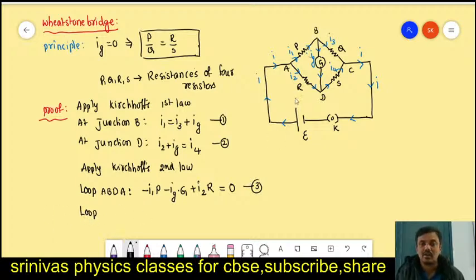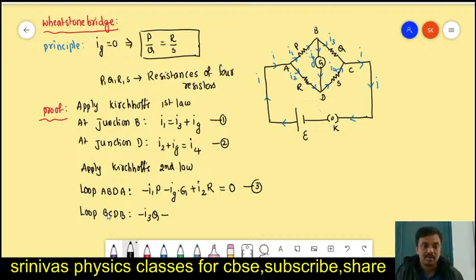Okay. Next, another loop we will take. Right side B C D B. B to C, in the direction of the current I am going. Minus IR. I is I3. Potential drop should be negative. Minus I is I3, R is Q. Minus I3 Q.